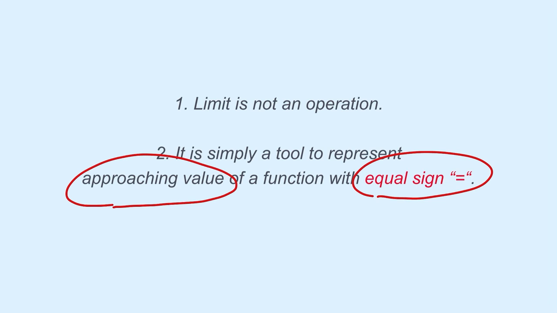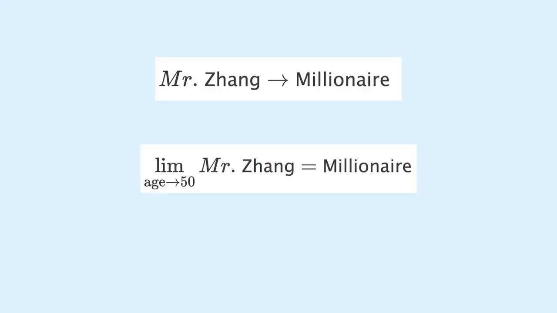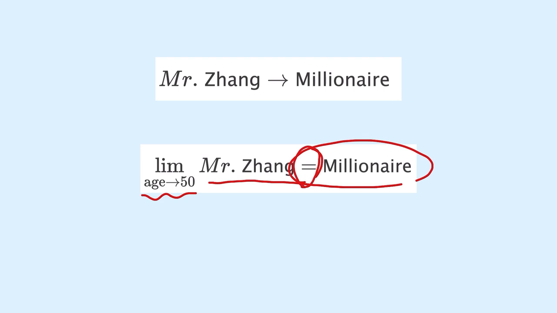And also it's never the main character. The equal sign is the main character. That is what the mathematicians really want. So before it was Mr. John approaches a millionaire, and now it is Mr. John equals a millionaire, but with the limit at the front. It's more complicated, but hey, there's an equal sign, and that's all that matters.